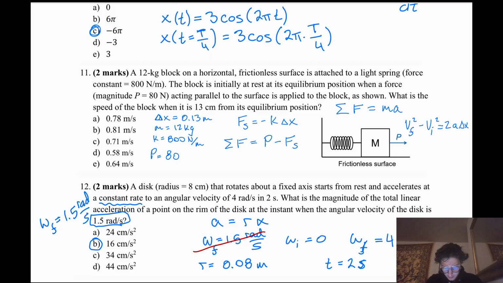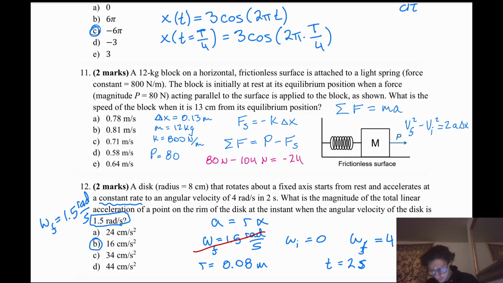So let's see here. I'm gonna do this in a different color, pink. So we have 80 newtons. 80 newtons minus K. So K is 800 newtons per meter times 0.13 meters. This is 104. 104 newtons. So this gives me, oh, it's a negative. That's strange. I don't like that too much, but my mental math here is not the best. We'll just use a calculator. 80 minus 104. This is minus 24.